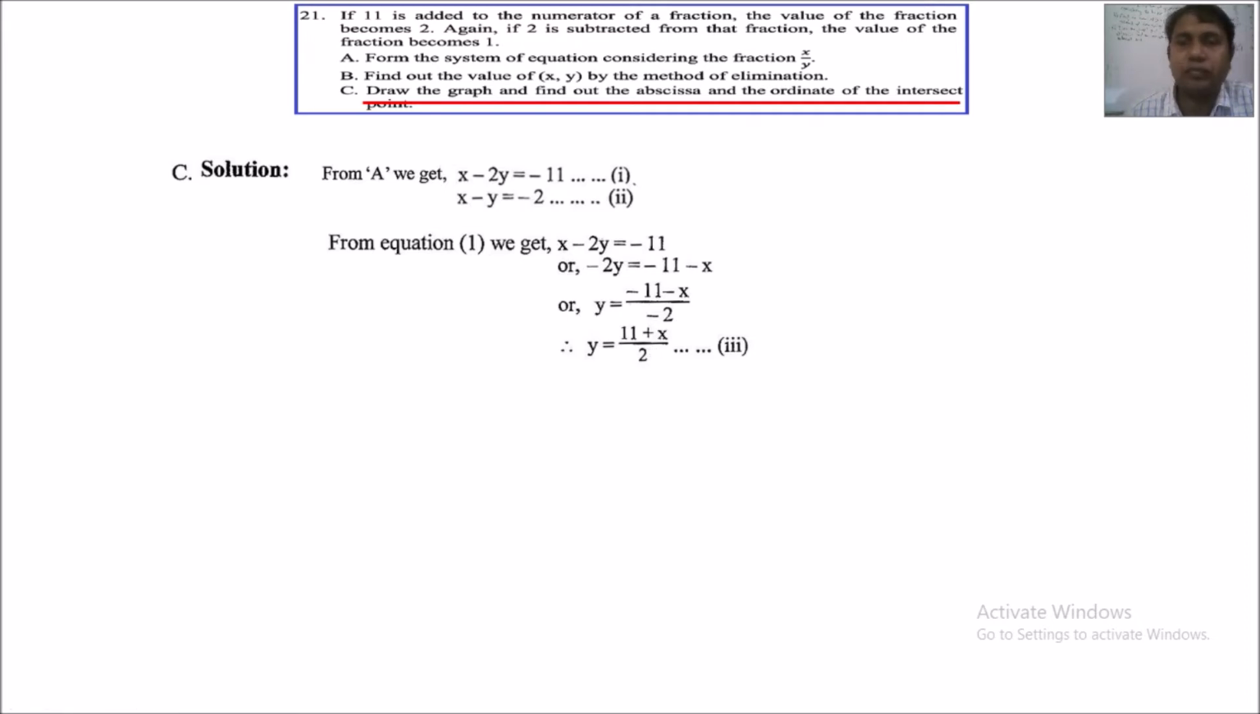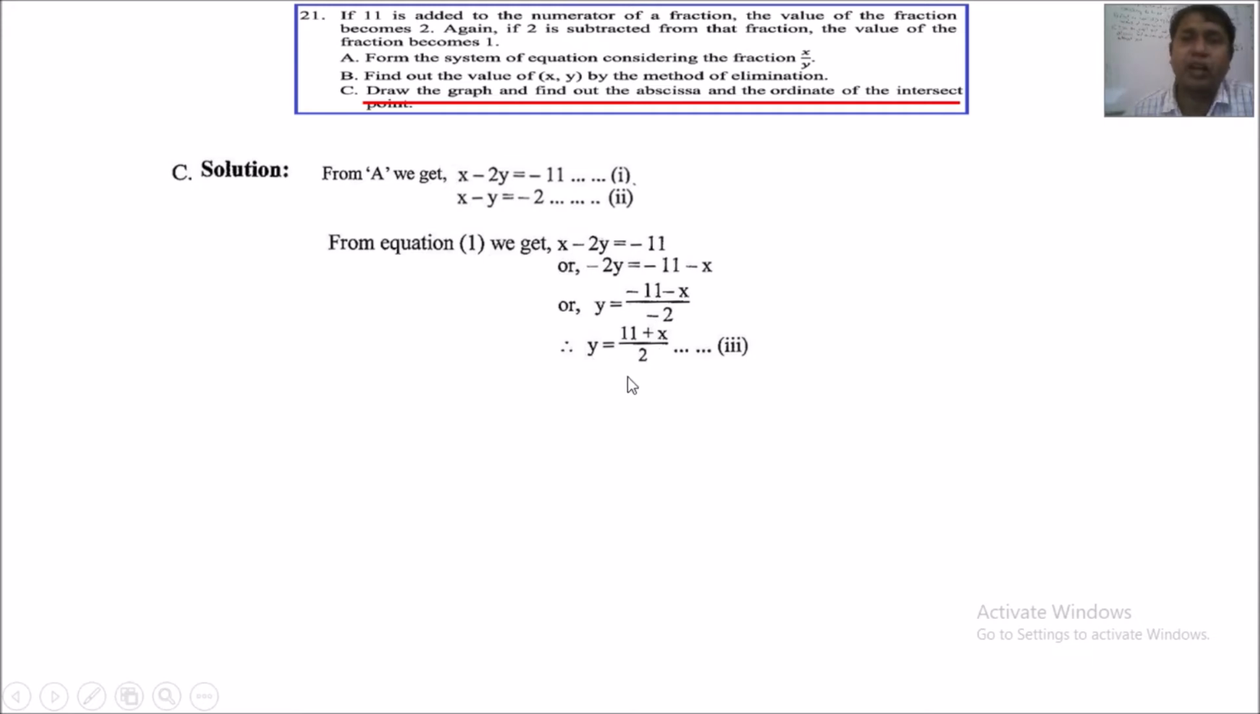I think you understand how we are going to find out y from an equation. We are going to express y as a function of the other variable.